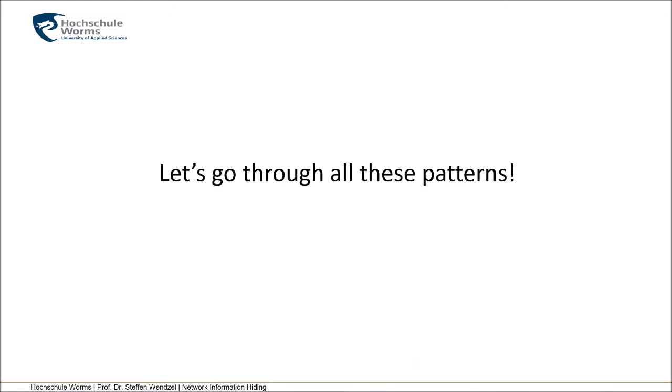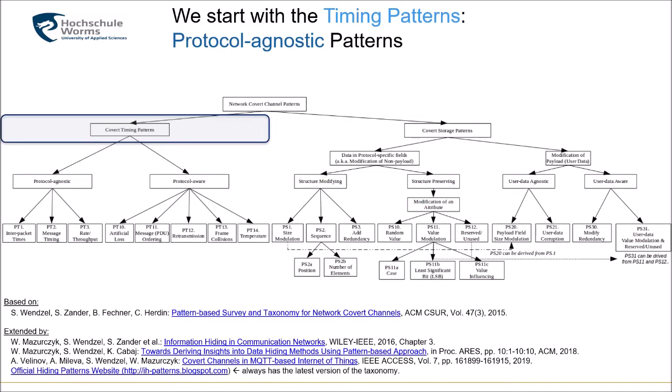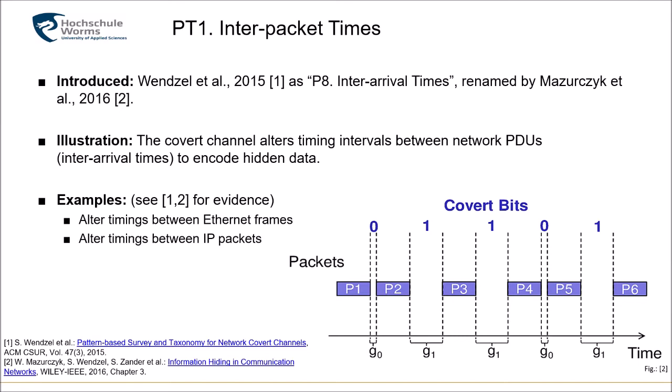Okay, let's go through all these patterns in a systematic manner. So first of all, we will look at timing channel patterns, in particular the protocol agnostic ones, which are just 3. So first of all, we have PT1, the interpacket times pattern. Let's look at that. So how does this first pattern work? Well, the covert channel alters the timing between PDUs. PDUs are protocol data units, or simply packets, frames, that's all the same.